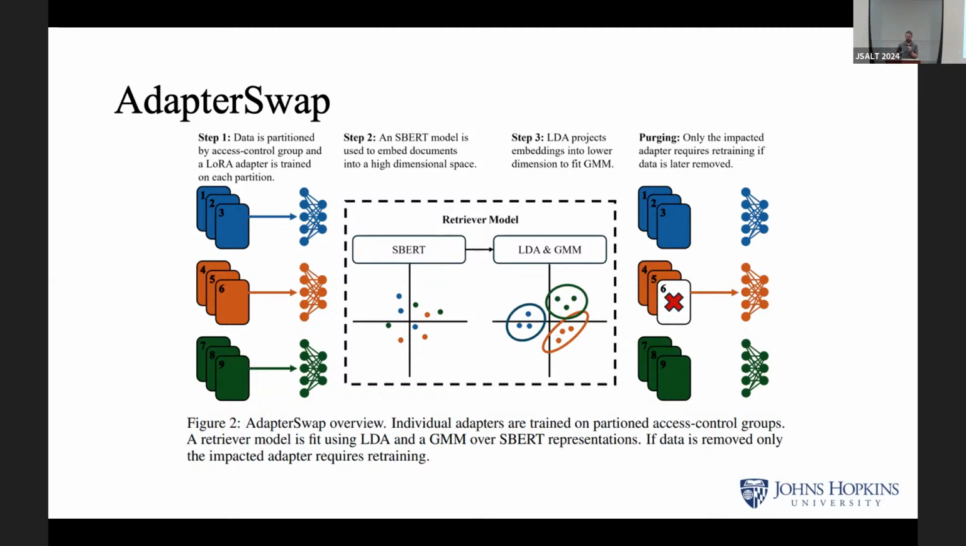But those are high dimensional, so then we also do linear discriminant analysis to project those high dimensional vectors to a low dimensional space so that we can fit a Gaussian mixture model on top of them. We use LDA so we can take advantage of the knowledge that we have of which adapter each document belonged to. That way, when they're projected down, you get this space where every adapter is maximally linearly separable. And then the GMM is there to give you probabilities.